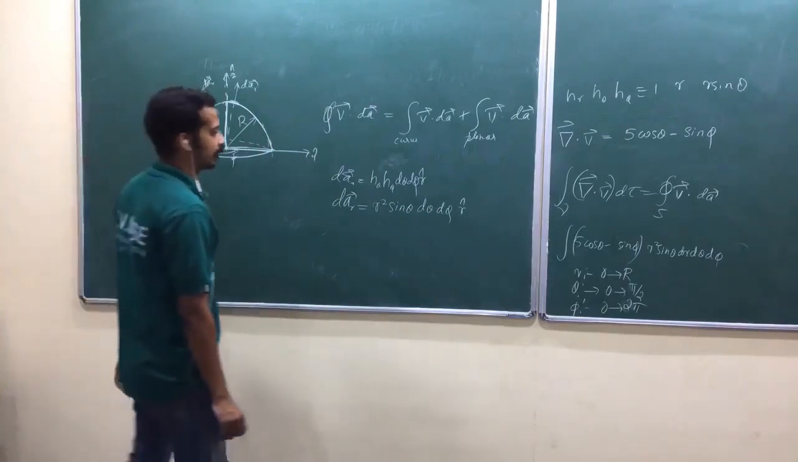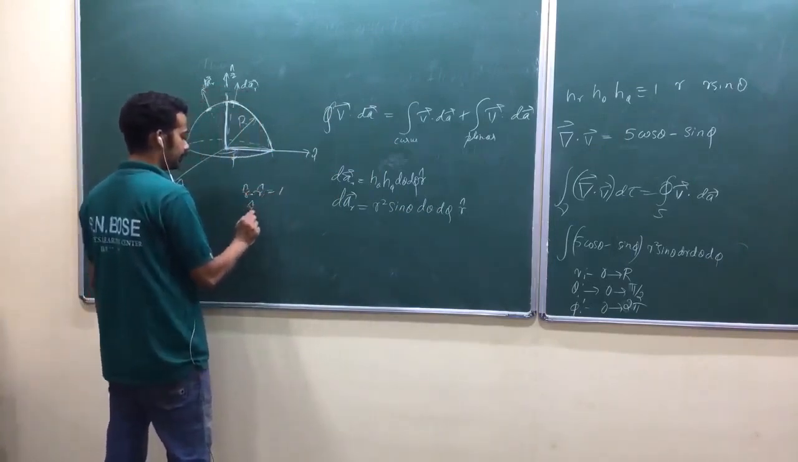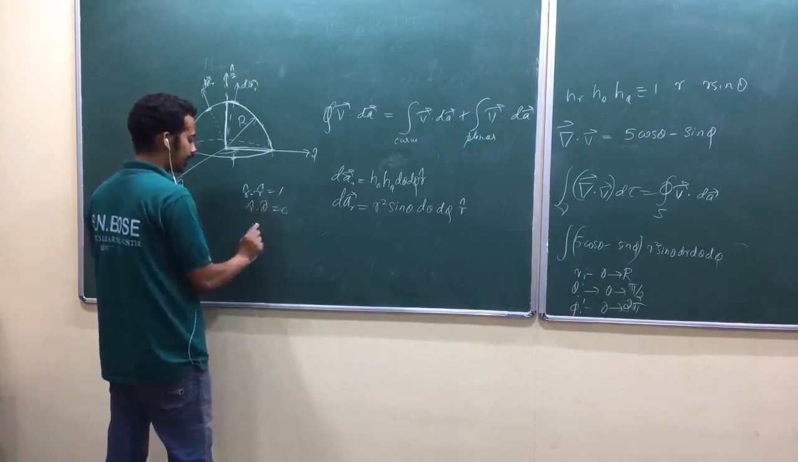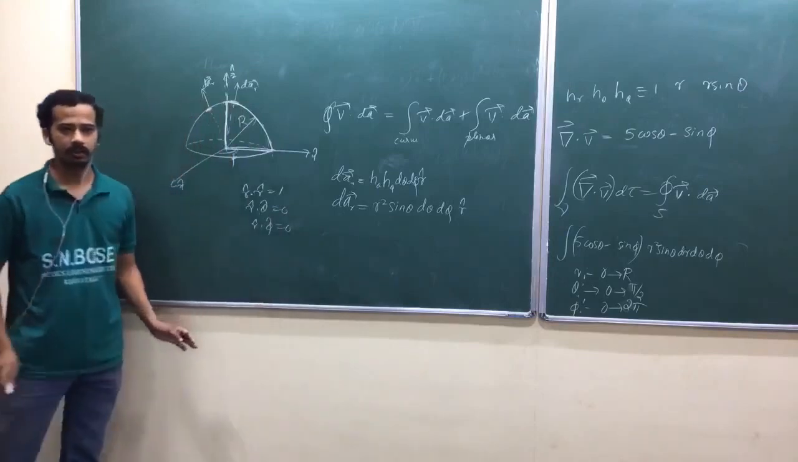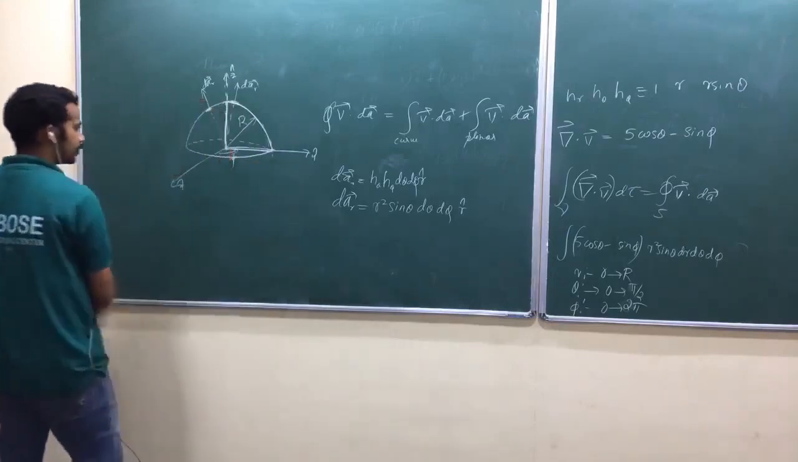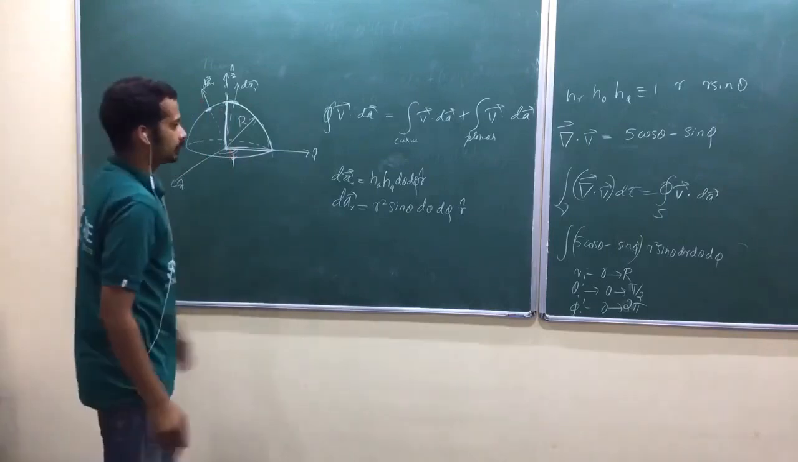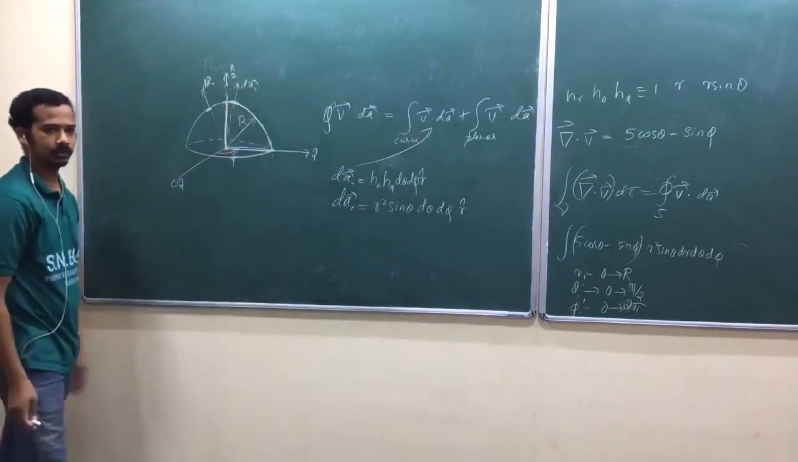Is it clear? Again, r cap dot r cap is equal to 1. R cap dot theta cap is equal to 0. R cap dot phi cap is equal to 0. Orthogonal coordinate system. That's why the other dot products are 0. That's okay for curved. You got dA, so then you can do that one.